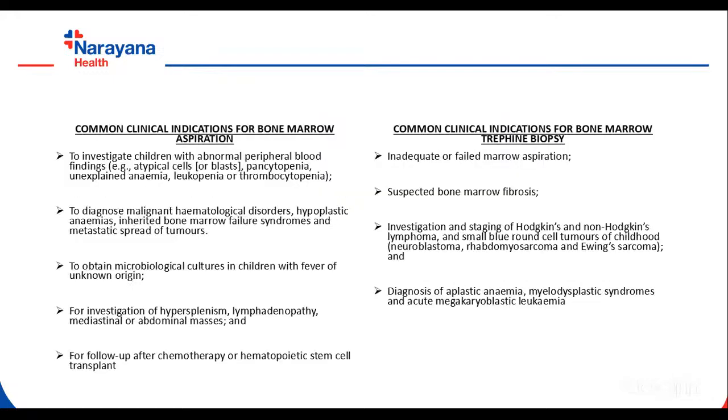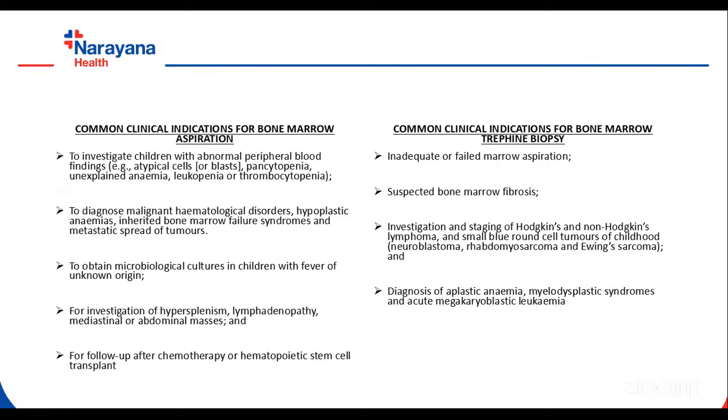So the common indication for a bone marrow aspiration, basically, is in your leukemias, in your aplastic anemias, to diagnose various hematological conditions where there is a hypoplastic inherited bone marrow failure syndrome. In pyrexia of unknown origin, it is done for microbiological cultures. Also for investigations of hypersplenism, lymphadenopathy, mediastinal or abdominal masses, for follow-up of chemotherapy, generally for MRDs, and after a hematopoietic stem cell transplant.